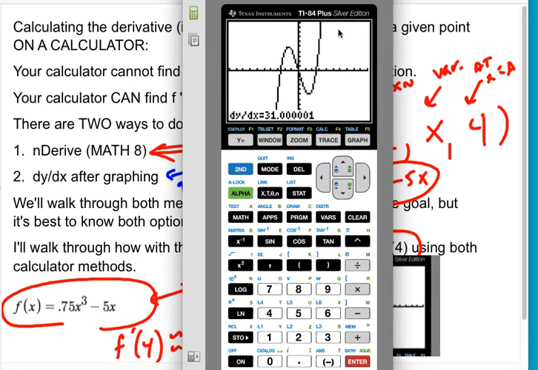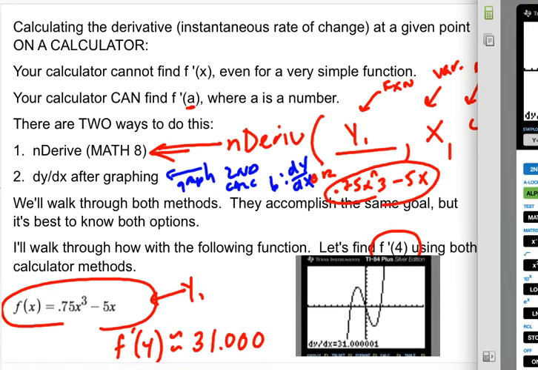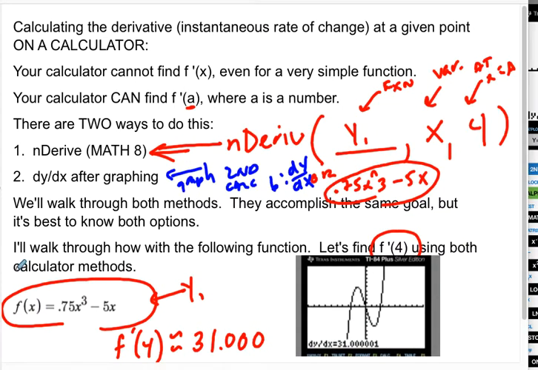So I don't like this method as much as the nDeriv in most cases. The reason I don't like it as much is that as we start to introduce multiple functions at the same time, I think you're going to find it's easier to do nDeriv. But either of them is fine, and you do want to be able to differentiate at a point in your calculator. So let's move on to example 3.